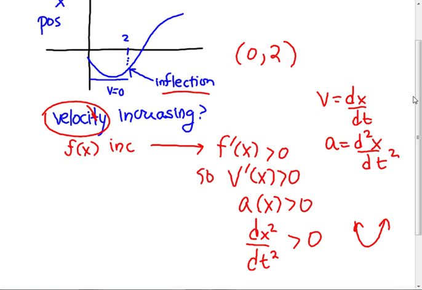I got it wrong too, by the way. Only 22% got this problem right. Because I didn't answer the question. It says, where is the velocity increasing? It is not asking during what time intervals the particle is speeding up or slowing down. It's not asking that question.